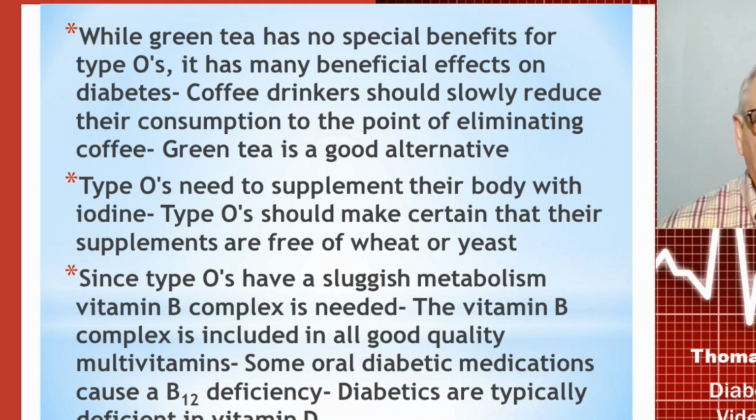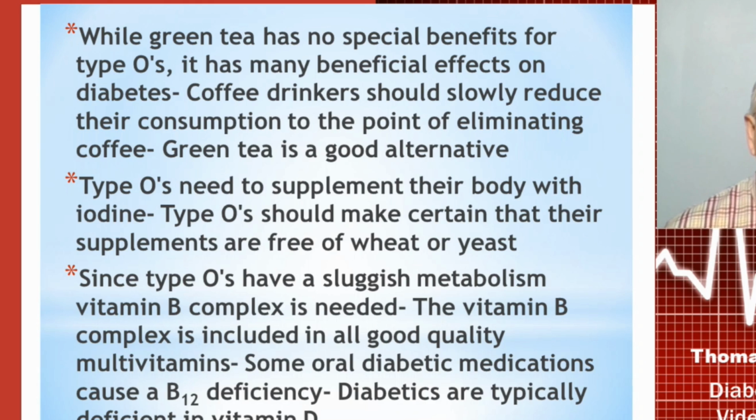Type O's need to supplement their body with iodine, and that's why kelp is so good. Type O's should make certain that their supplements are free of wheat or yeast, which are common additives in supplements. Since type O's have a sluggish metabolism, vitamin B complex is going to be very important. The B complex is included in all good quality multivitamins.